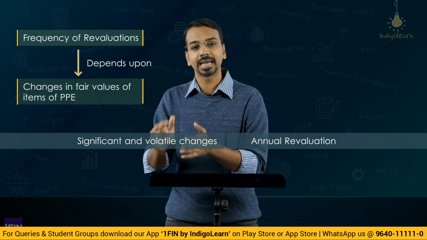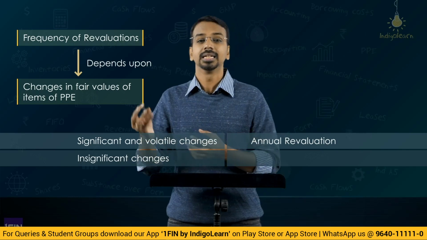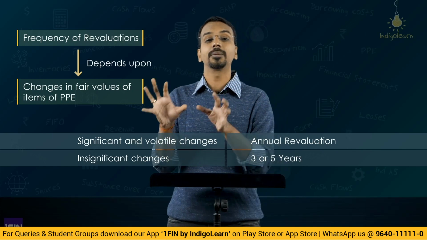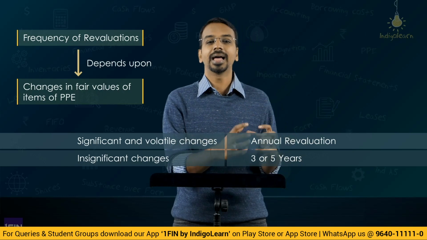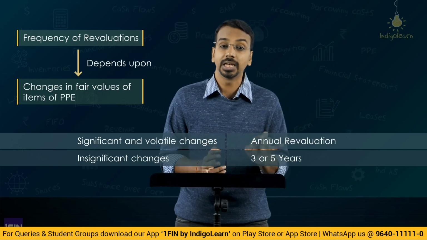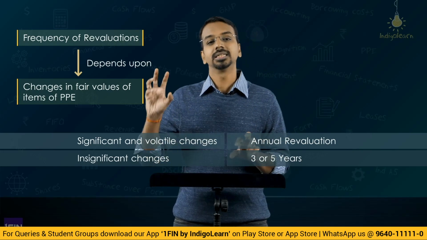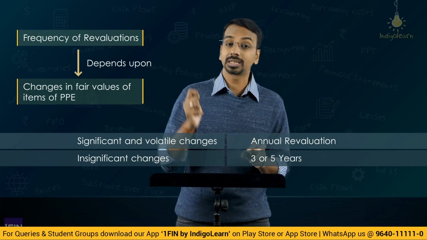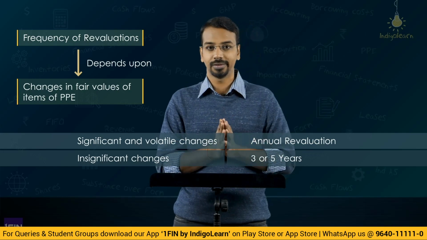But if the fair value of that asset is pretty stable and it does not fluctuate highly, it is not very volatile, then the entity may choose to do it maybe once in 3 years or 5 years or 2 years, purely depending on the entity's discretion. But if the value changes frequently, the asset value itself is volatile, it keeps on fluctuating, then you have to do annual revaluation. That is the first thing. So frequency, if it is highly volatile, then do it annually. If it is not volatile, if the changes are not significant, if the changes are not material, then you can do it once in 3 years or 5 years.